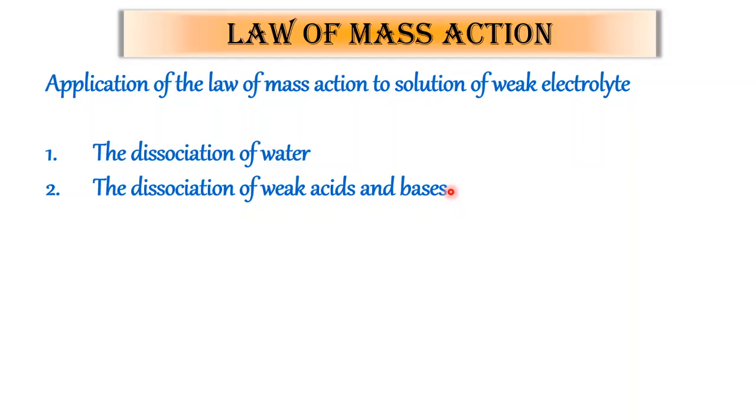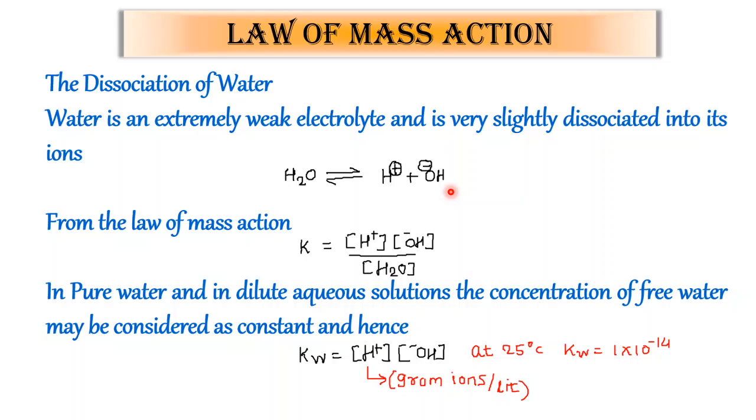So coming to the very first application, that is dissociation of the water, how we can study. Water is an extremely weak electrolyte. So we can write a dissociation of the water as H2O is in equilibrium with H plus ion and OH minus ion. Now if I apply law of mass action, I will say K is equals to concentration of this resultant side, or I should say product side, their multiplication divided by concentration of water.